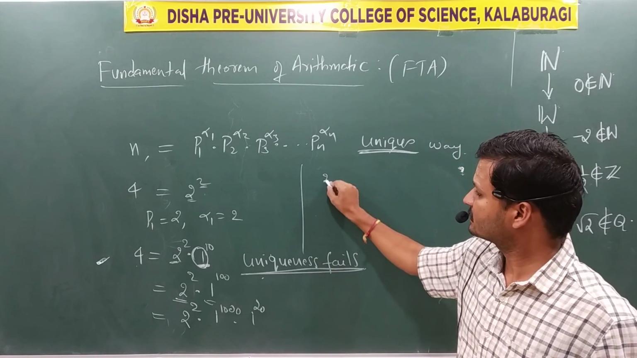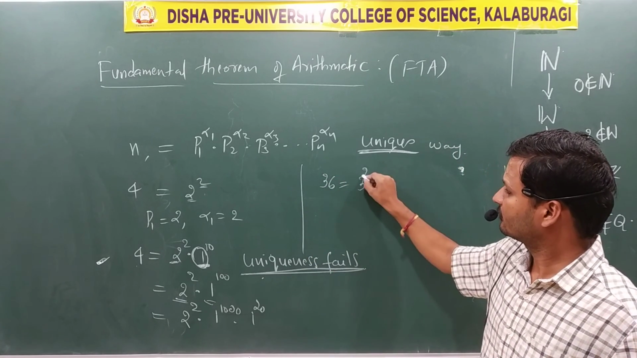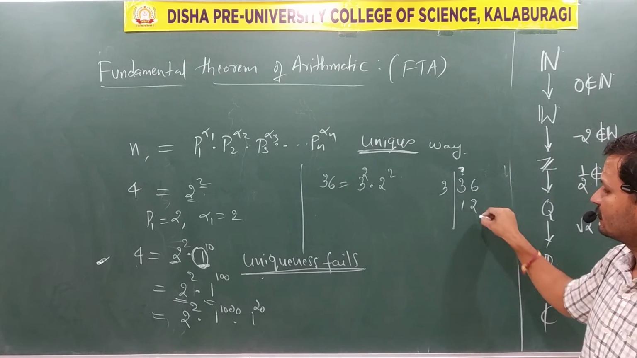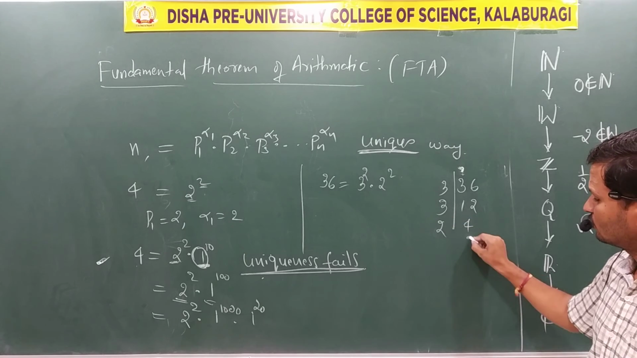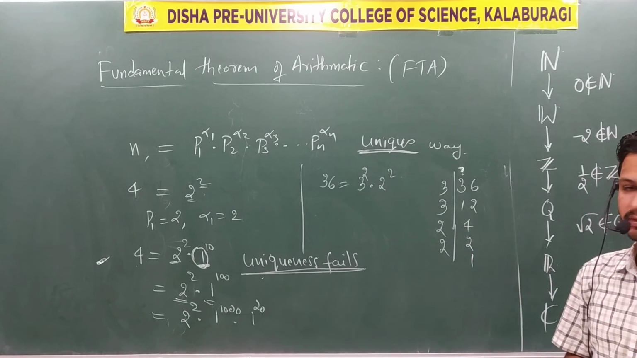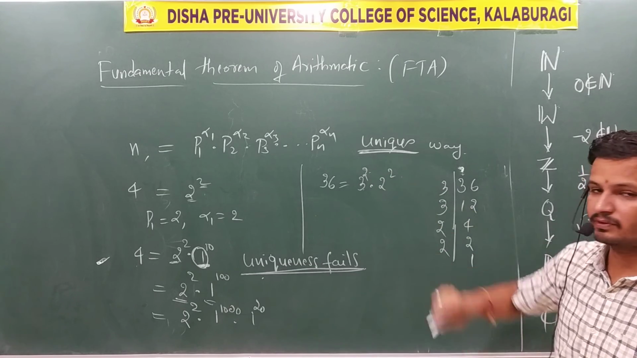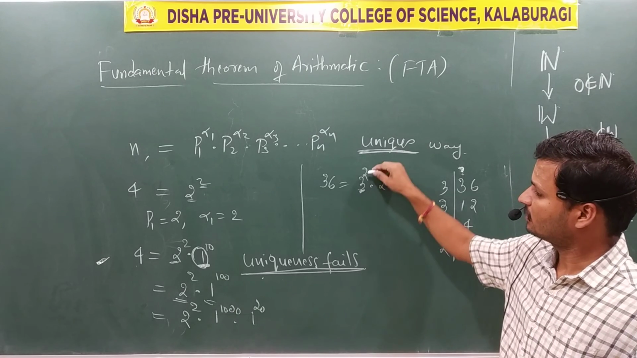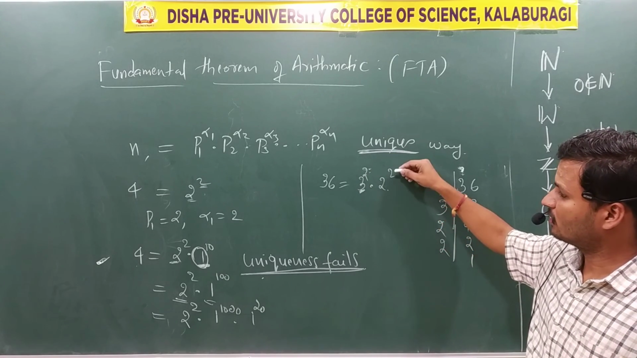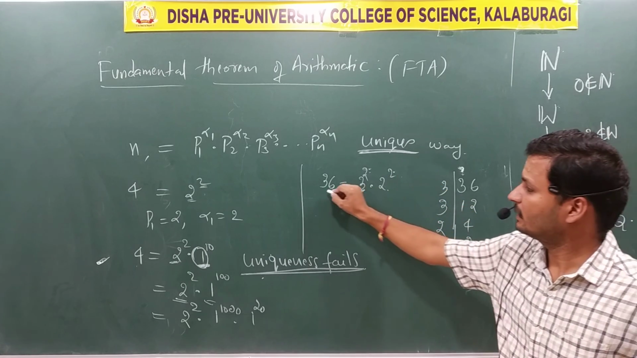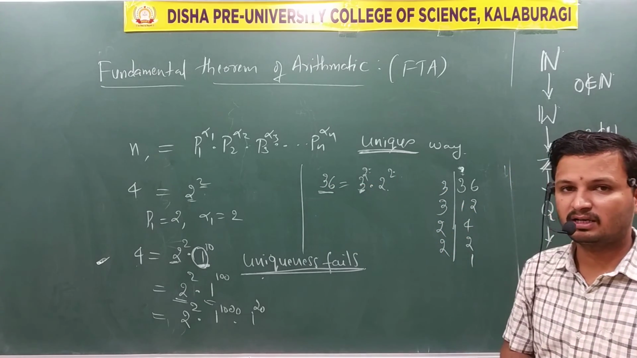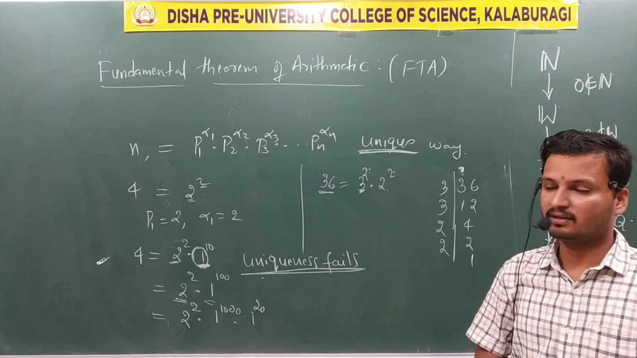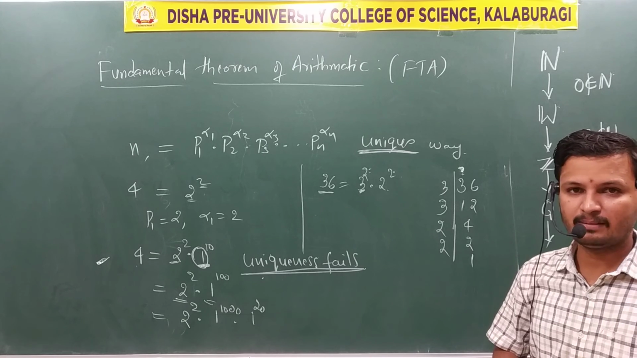Again, 36 is there. How to express it? 3 square into 2 square, na? 36, I will write. 3 ones are 3, 3 twos are 6, 3 fours are 12, 2 twos are 4, next 2 ones. So 3 how many times? 2 times, 3 square. Here 2 how many times? 2 square. So here p1 is 3, alpha 1 is 2, p2 is 2, alpha 2 is 2. That means any natural number can be expressed as a product of prime powers in a unique way. Okay. So 1 is not a prime number.